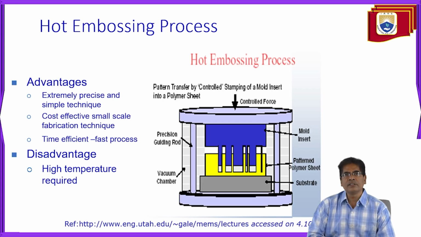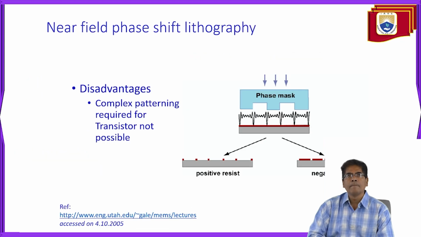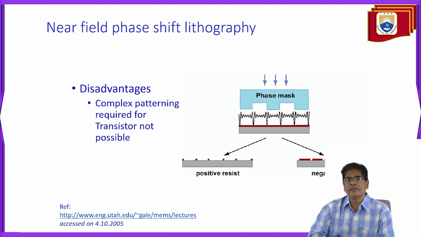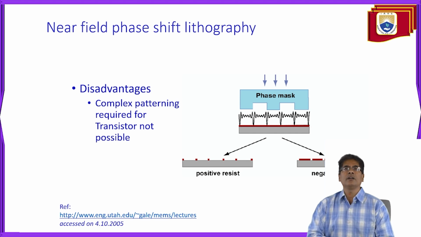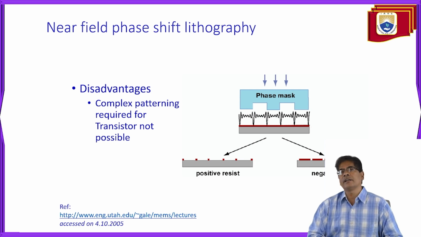So hot embossing process, we have the advantages: extremely precise and simple technique, cost-effective small-scale fabrication technique, time-efficient, fast process. Disadvantage is high temperature required. Hot embossing process, pattern transfer by controlled mold insert in a polymer, right? So that is hot embossing. Near field phase shift lithography, we have the disadvantage: complex patterning required for a transistor is not possible.